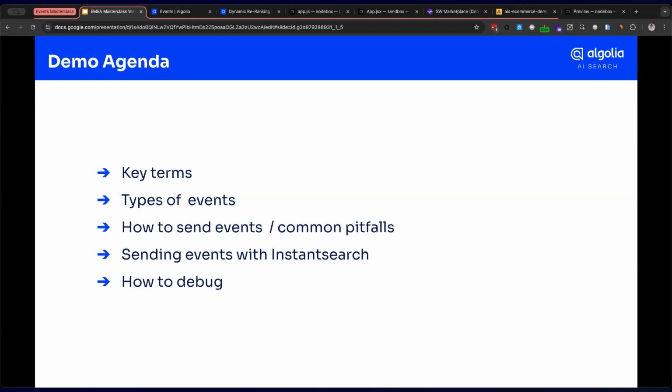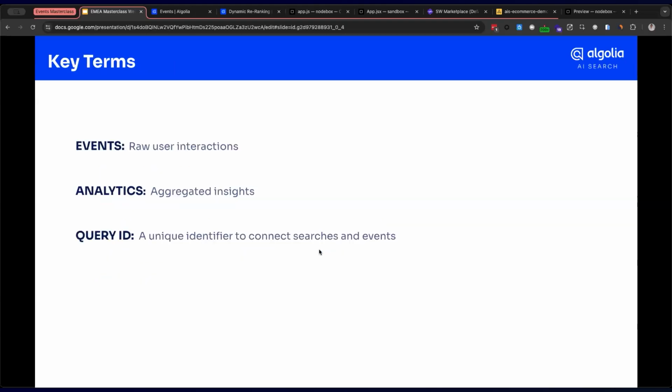So here's the demo agenda for today. We're going to start by defining some key terms. Then we're going to move on to types of events that we have available, how to send them, some tips from the field from myself, some common pitfalls that we see, and then more about how easy it is actually to send some events if you use our InstantSearch front-end libraries. And then we're going to finish up with how to debug events in the dashboard and the front end.